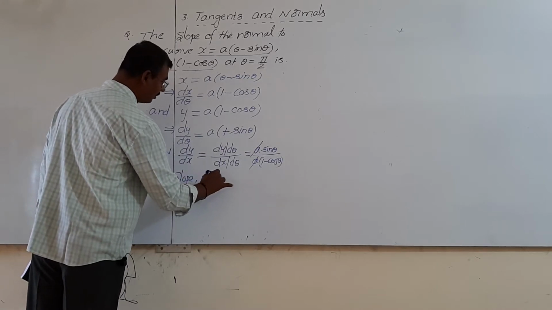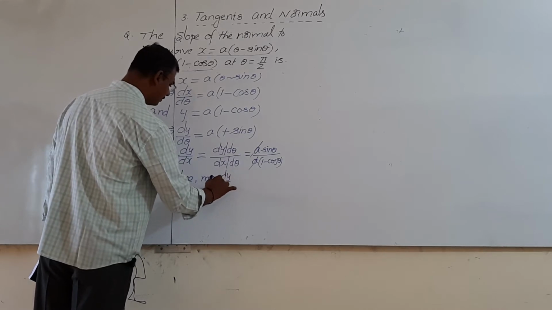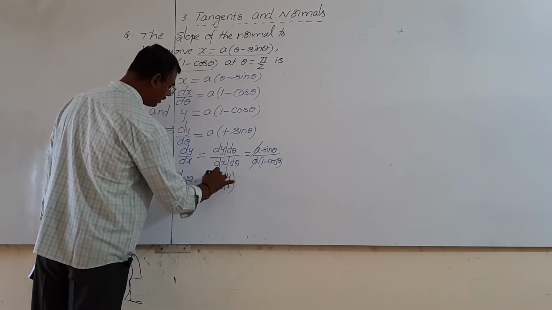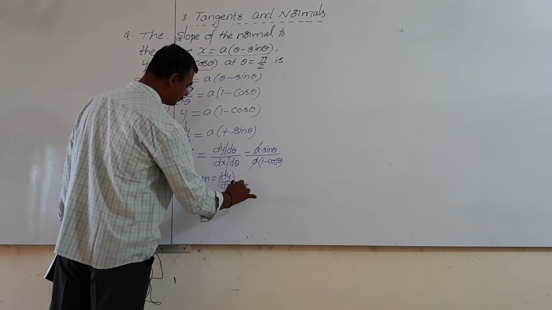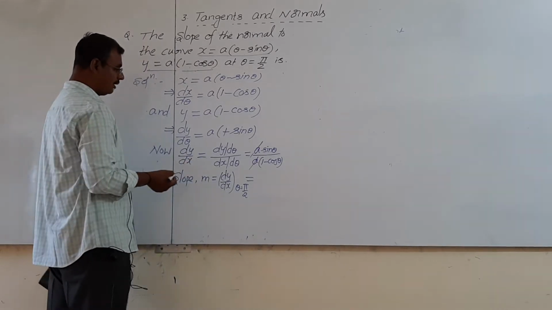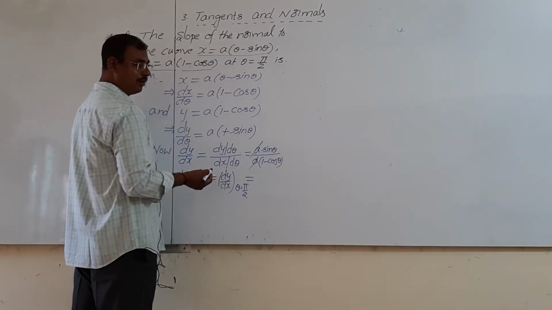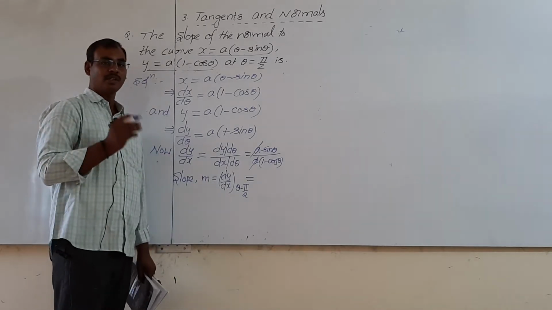Slope m is equal to dy by dx at theta equal to pi by 2. Substitute here sin 90. We know all the trigonometric values. Remember everyone, this is very, very important.